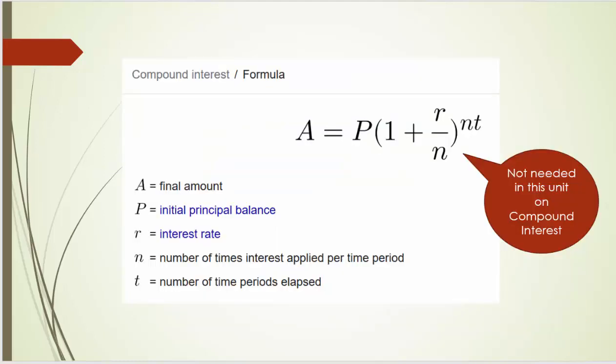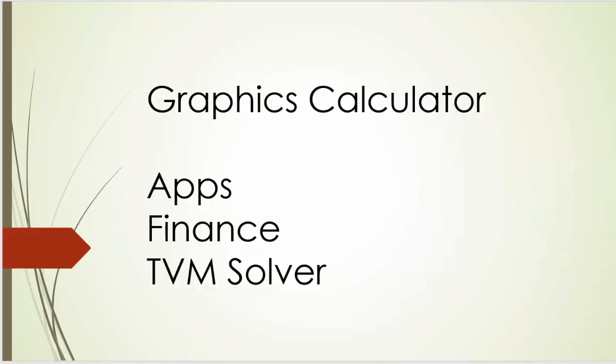Now, you already know about compound interest, and you've probably met a formula for compound interest, which may or may not look something like this, but it's not needed in this unit. We don't need to know how to put in the amount, initial principal balance and the interest rate and all that. Everything's going to be done for you on something called the TVM solver.